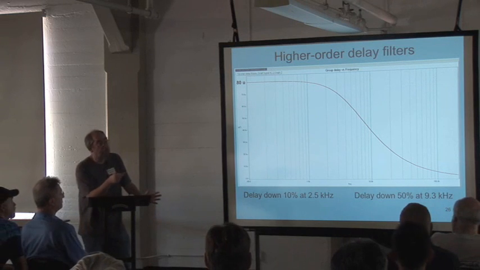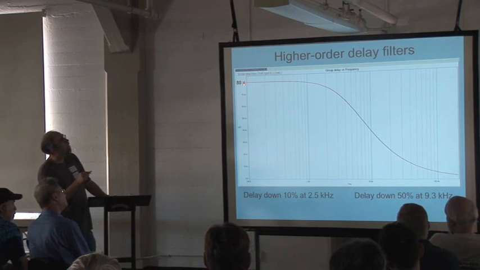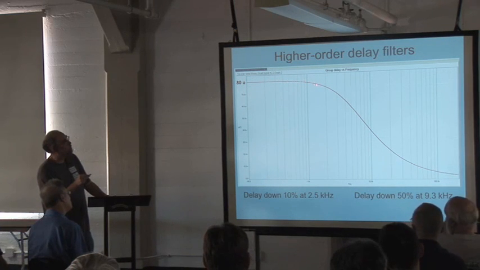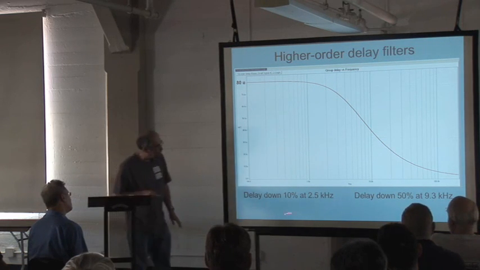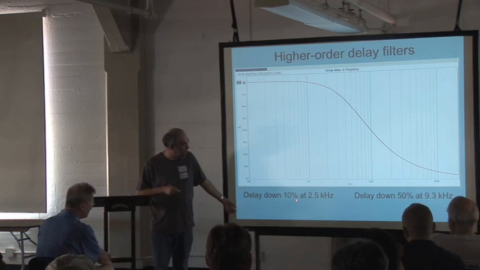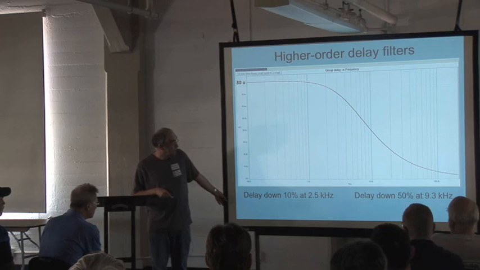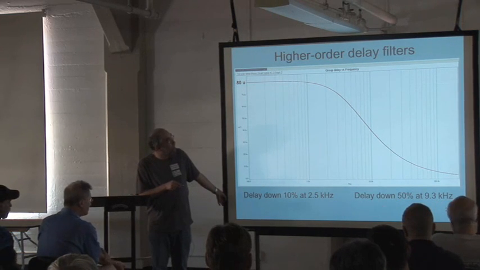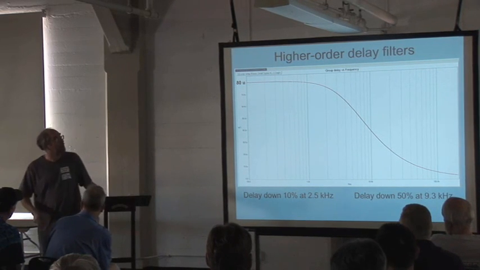For our purposes, group delay is just delay of the signal. And as you can see, just 80 microseconds, that's what we want. But as the frequency goes up, it rolls off fairly fast. And so it's down 10% at 2.5 kilohertz, long before we've even got to the crossover frequency. And it's down 50% at 9.3. That is going to completely mess up your delay compensation. That is just not flat enough.